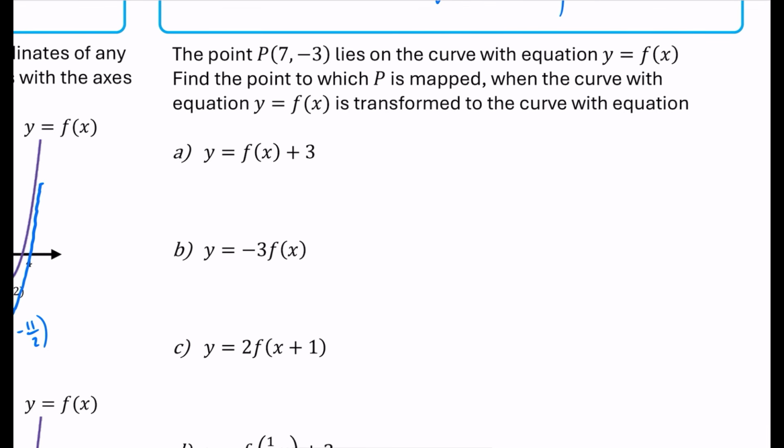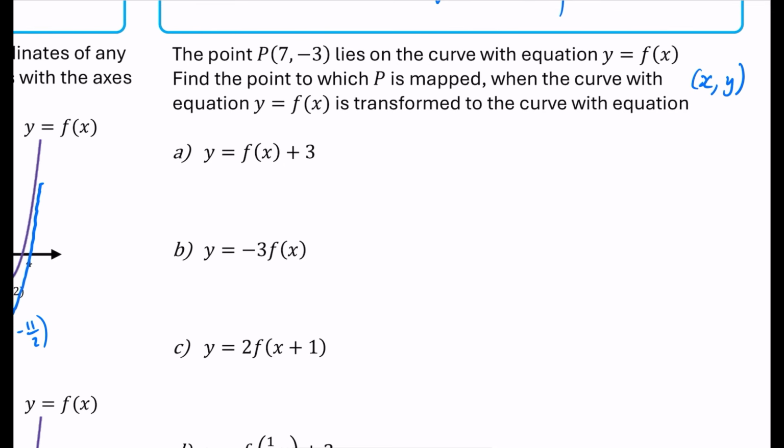So our last part here says that the point P (7, minus 3) lies on the curve with equation y equals f of x. Find the point to which P is mapped when the curve with the equation y equals f of x is transformed to the curve with these equations that we've got here. So if we had a coordinate x, y, I'm very quickly going to write what would happen with these, and then I'll write what the new coordinate would be.